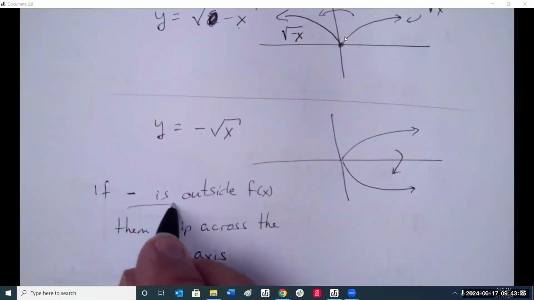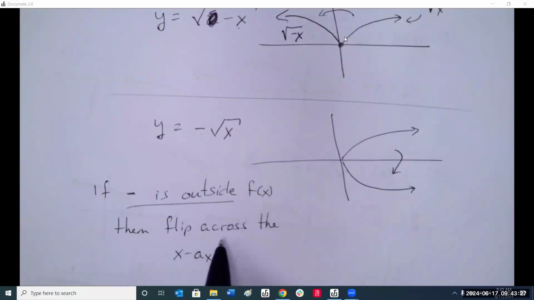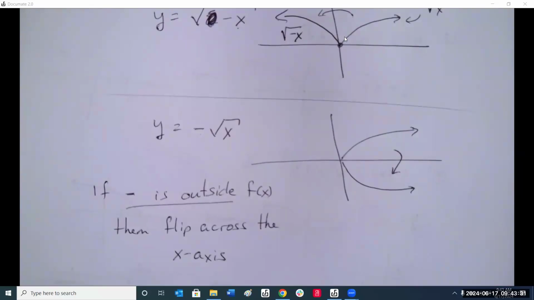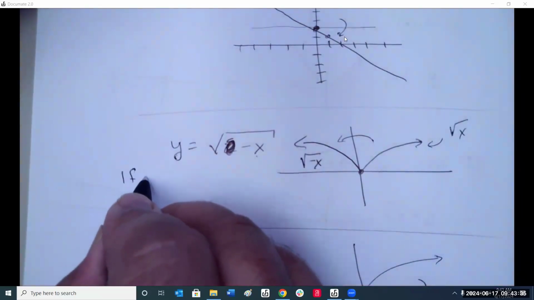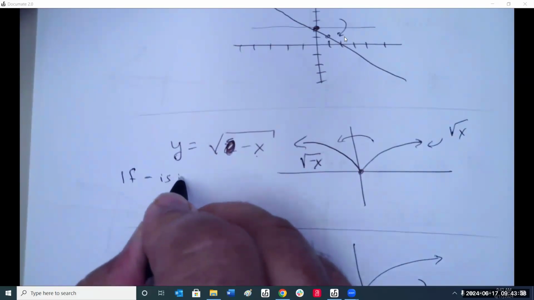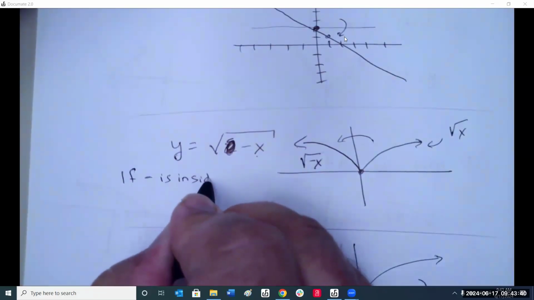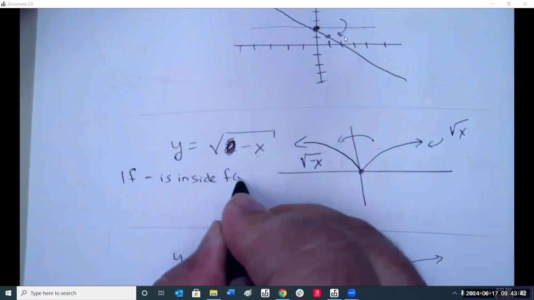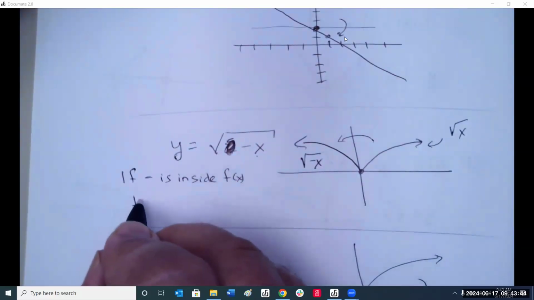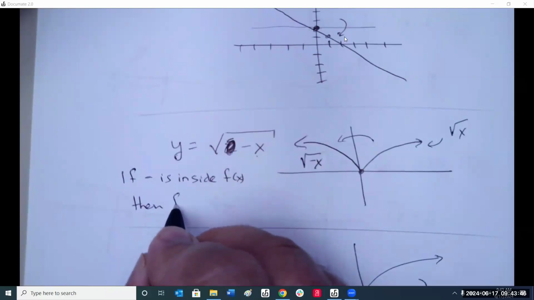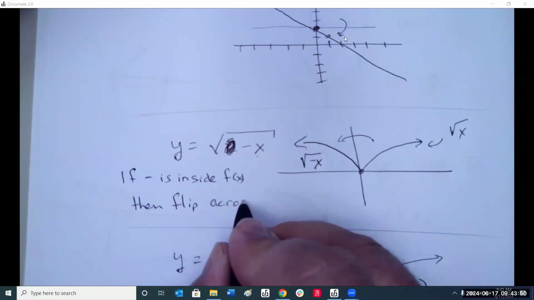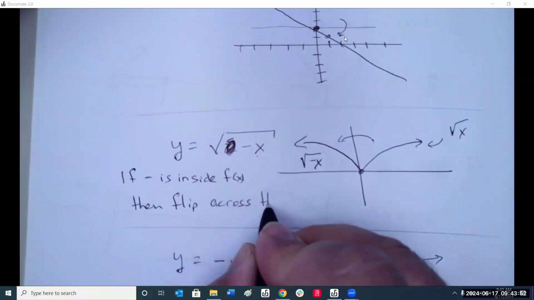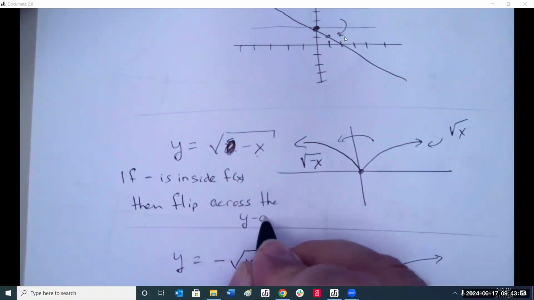If the negative sign is outside, then the reflection, the flip is across the x-axis. If the negative is inside the function, then flip across the y-axis.